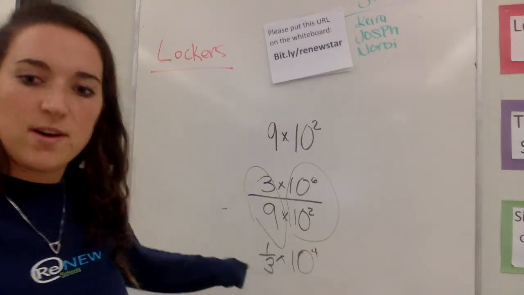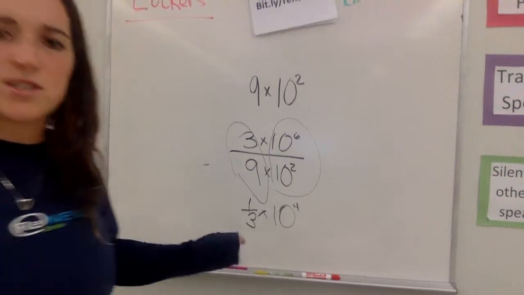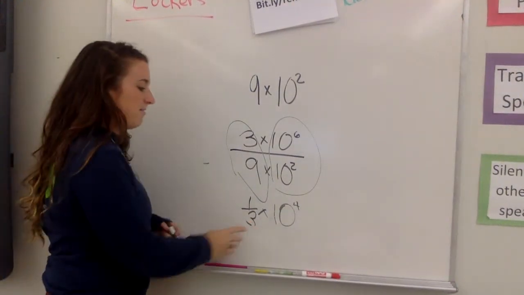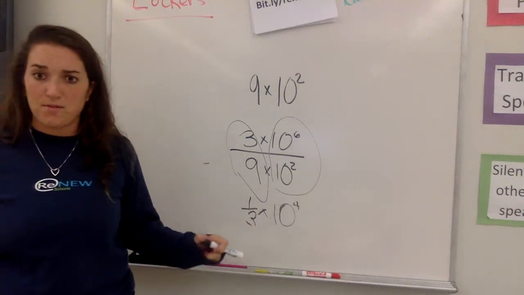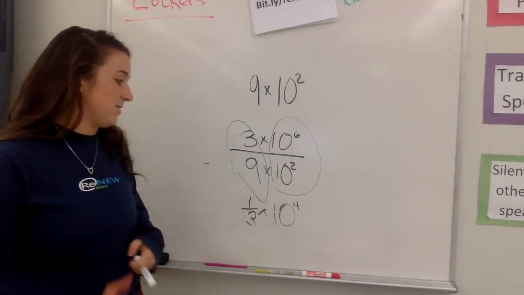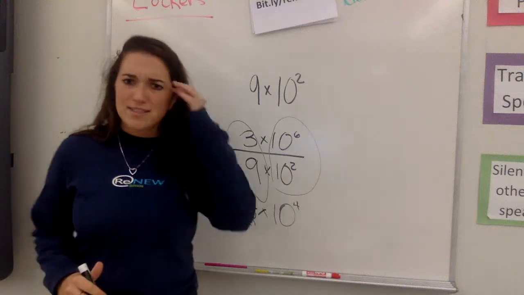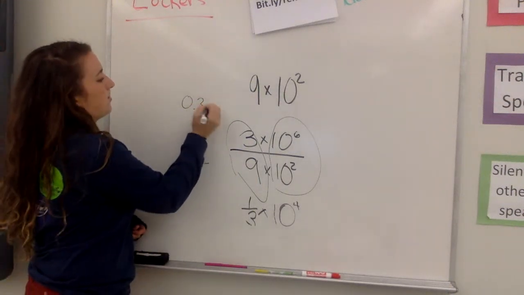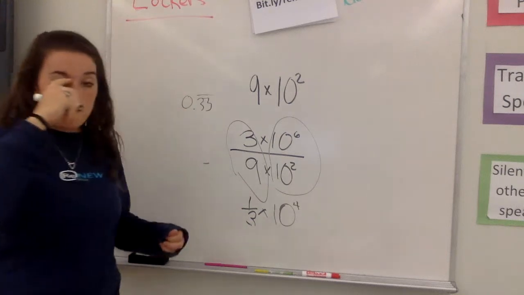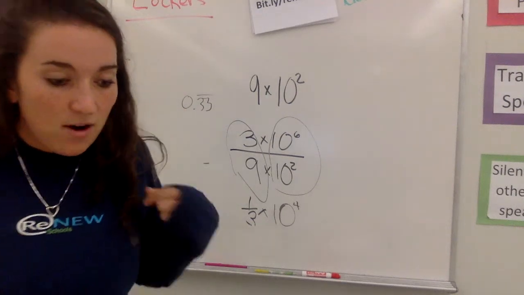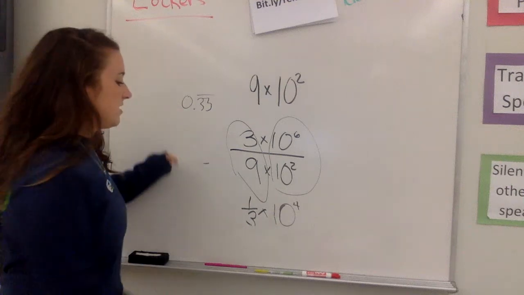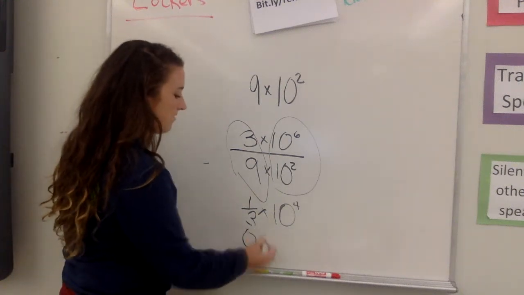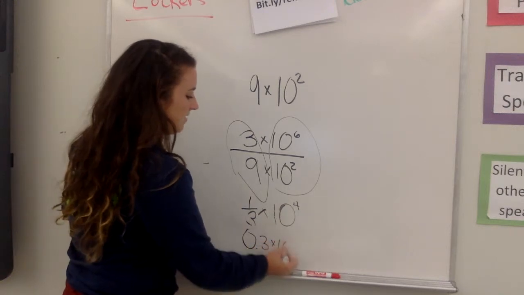So is that my answer right there? 1/3 times 10 to the 4th? That looks a little weird. What do I still need to do? I can't have a fraction as my number in the front, so I need to convert this into a decimal. I know off the top of my head that 1 divided by 3 is 0.333333333 repeated, but because it asks about how many times greater, I can just write that as 0.3. So now I have 0.3 times 10 to the 4th.